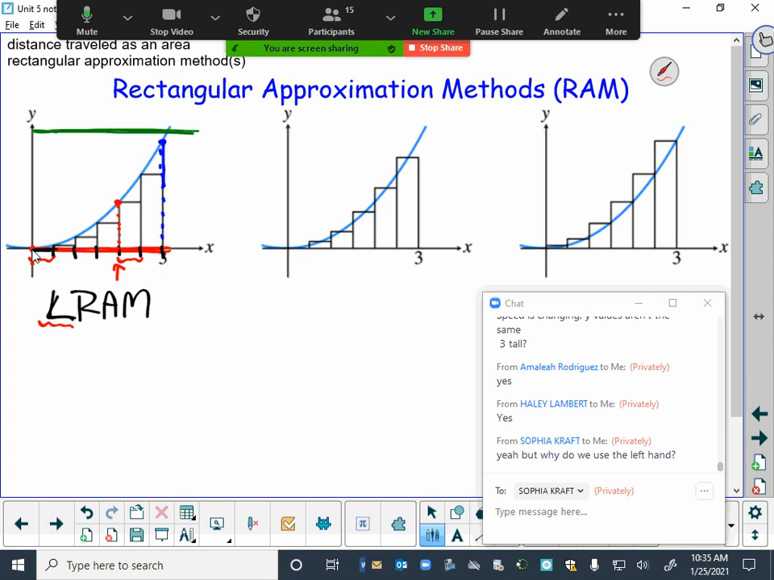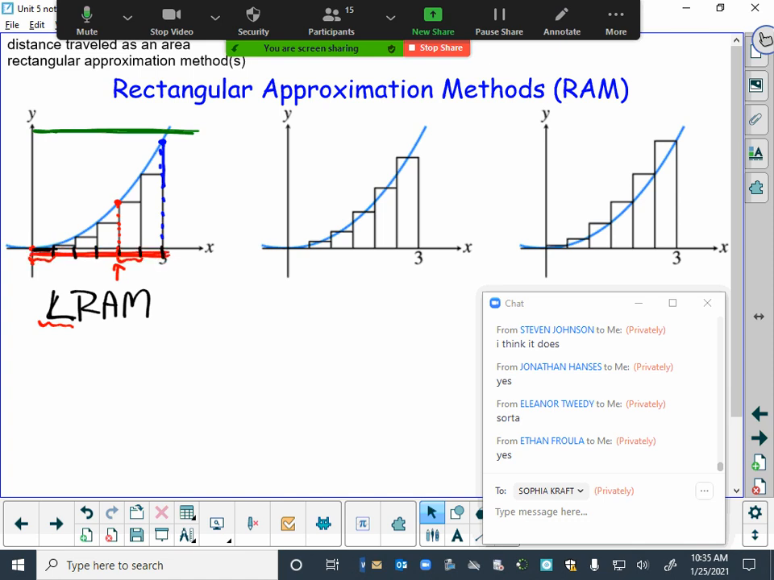Okay. So yes, but why do we use the left-hand side? Using the left-hand side is one choice that you could make. Okay. And if we looked at the thing overall as a picture, when I made just the one rectangle out of it, this red line down here would have been choosing the left-hand side to decide how tall it was going to be. Okay.